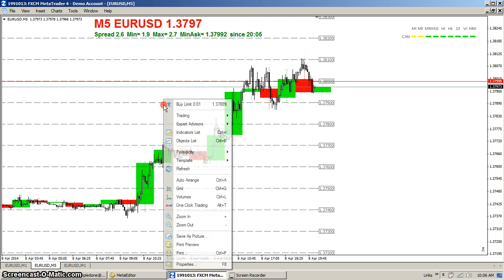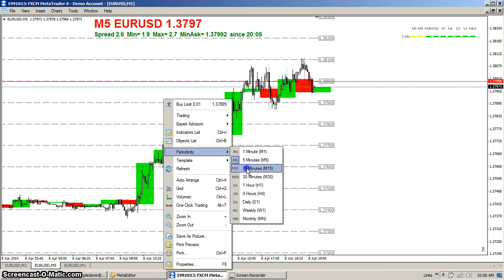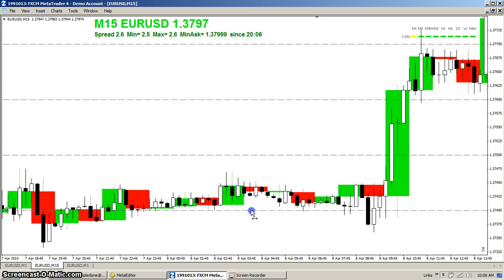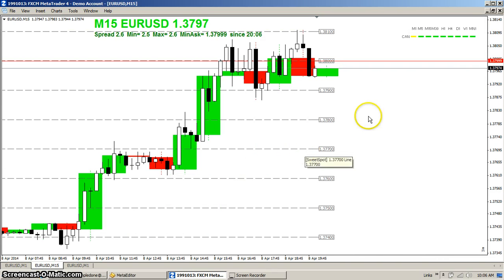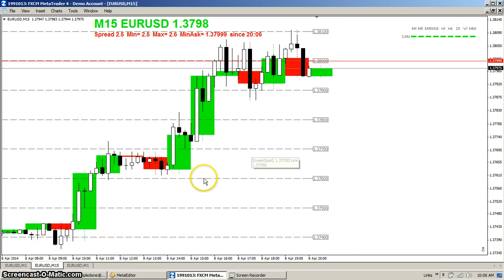So we can actually move on up to the 15-minute chart because price is the same. We can spread it out a bit. So now we're looking at the 15-minute candles inside the H1. Once again, you could have taken the trade here, staying with the D1 candle color.